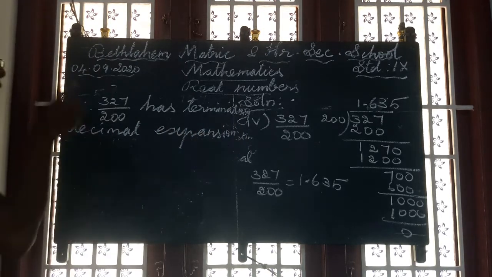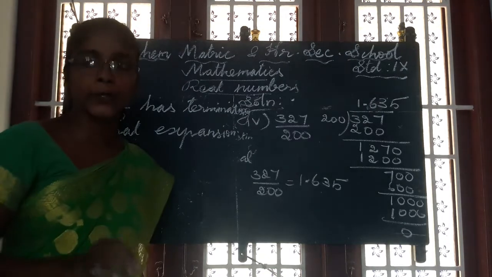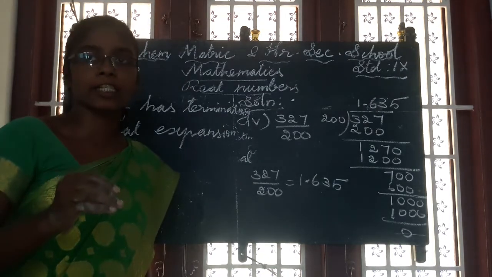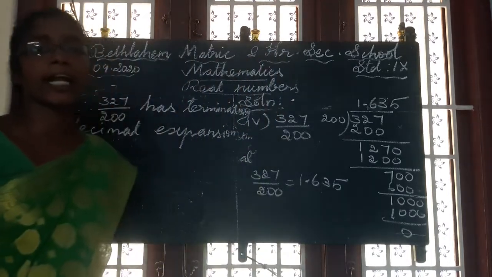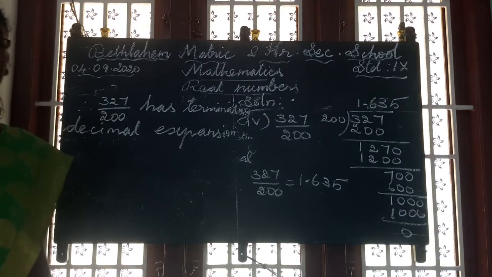Have you understood? If you are getting the remainder 0, it is terminating decimal expansion. If you are not getting the remainder 0, it is non-terminating and recurring decimal expansion.